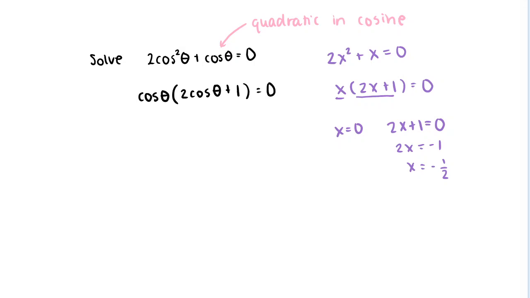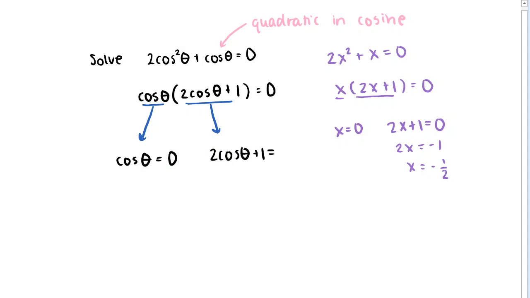And we play the same game here, saying, well, if we've got 2 quantities that multiply to 0, it's only going to be true when either one of these quantities is 0. So we get solutions when cosine of theta is equal to 0, and when 2 cosine of theta plus 1 is equal to 0.